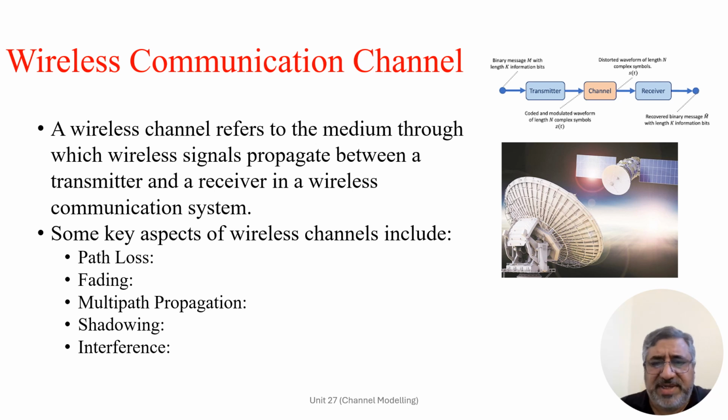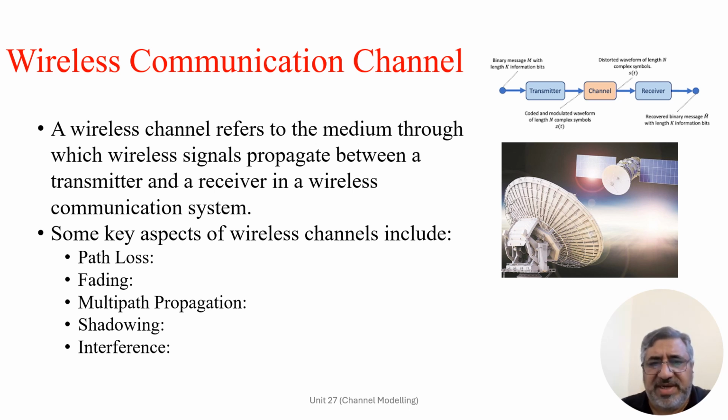Similarly, multipath propagation refers to the phenomenon where multiple copies of the transmitted signal, a message, arrive at the receiver with different delays and amplitudes. Most of the time they are random in nature. It is caused by the reflection, diffraction, and scattering of the signal by objects in the environment. Multi-path propagation can result in interference in digital communication systems, which can degrade the quality of the received signal.